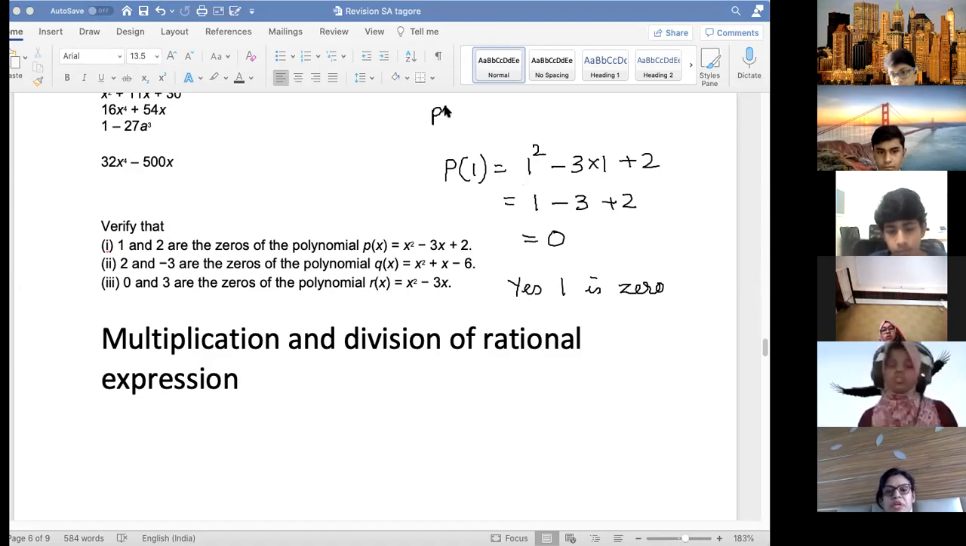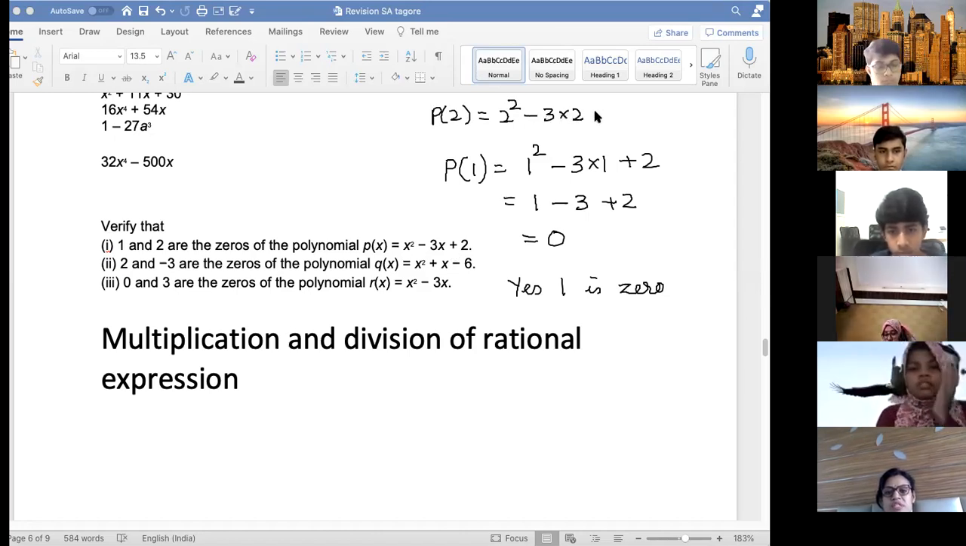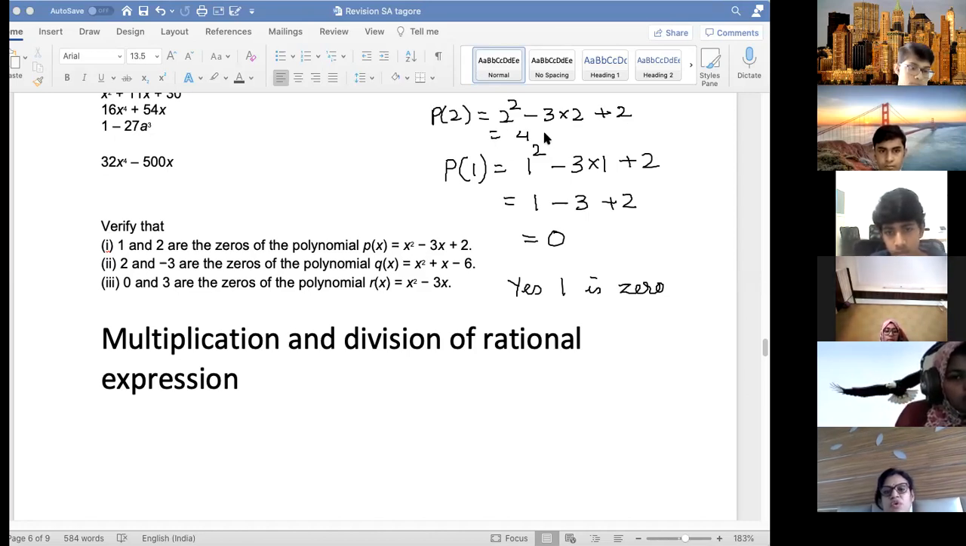Now you will put the value for P of 2. In it the value of x will be 2. So 2 square minus 3 into 2. All these exercises we have done. I'm just revising so that you recall these things. 4, minus 6, plus 2. 4 plus 2 is 6, minus 6 is 0. So this way you have to show and say that yes, 1 and 2 are the zeros of the polynomial.